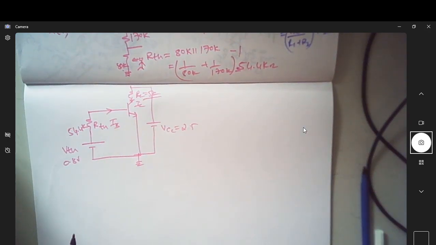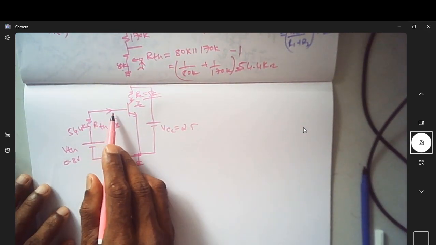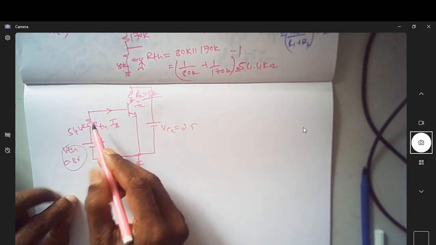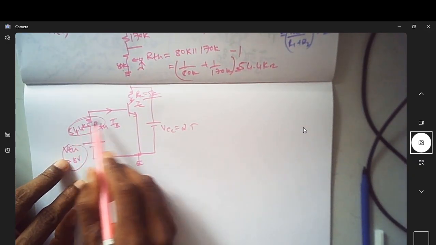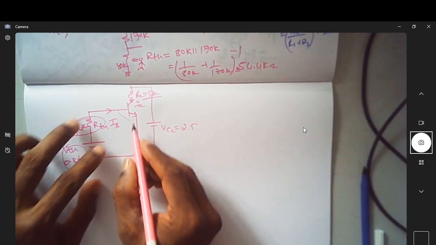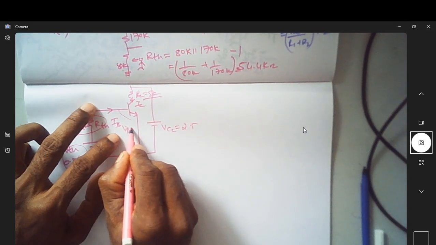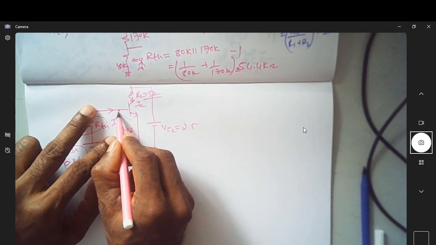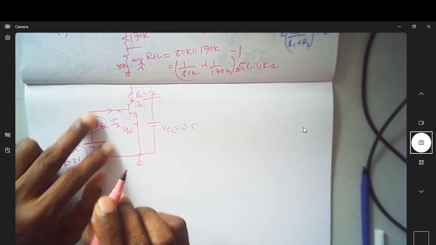So what is IB now? IB is the current flowing into the base of the transistor, which is nothing but you have a voltage source here and you have a R Thevenin. And what is this voltage? Again, a voltage of VB comes into picture. You cannot escape from this, because this is base, this is emitter. There has to be some potential here. This, I call it as VB.